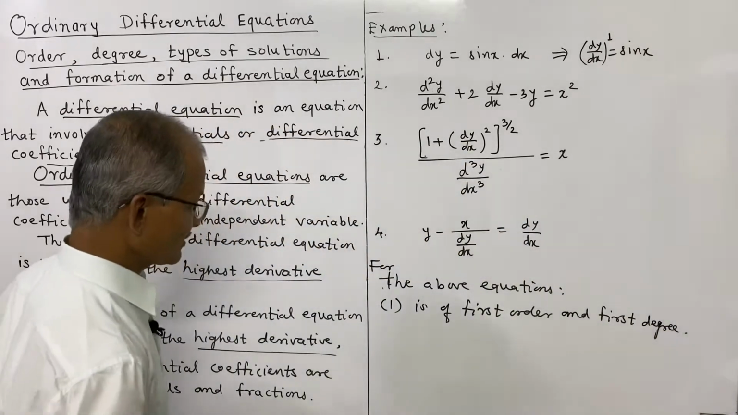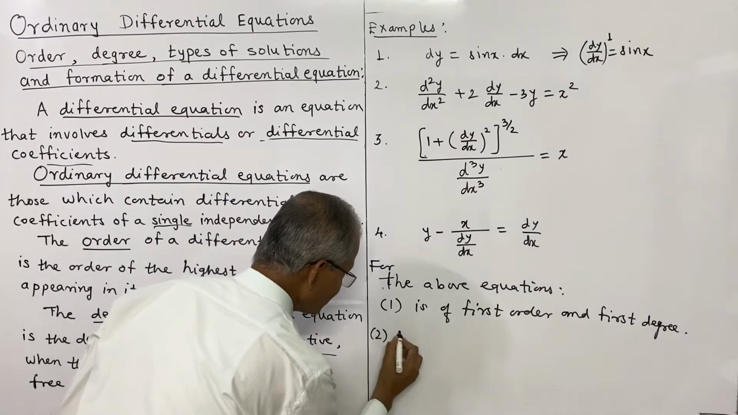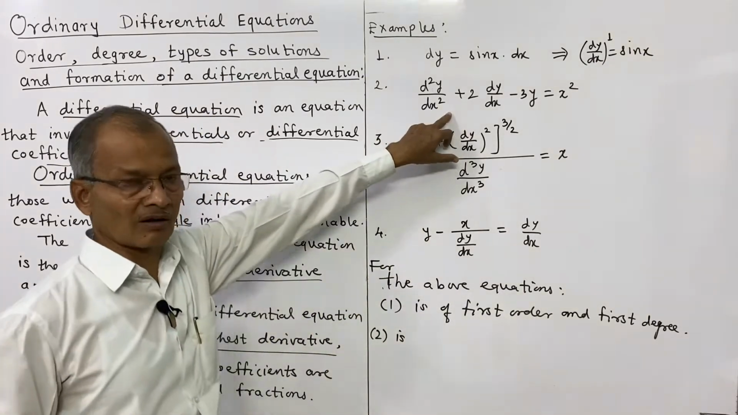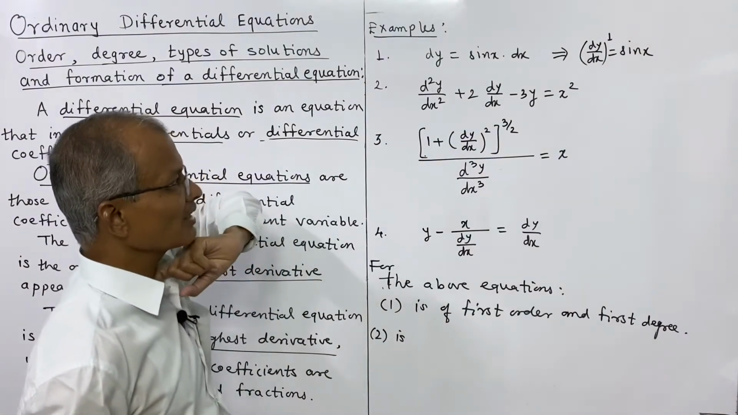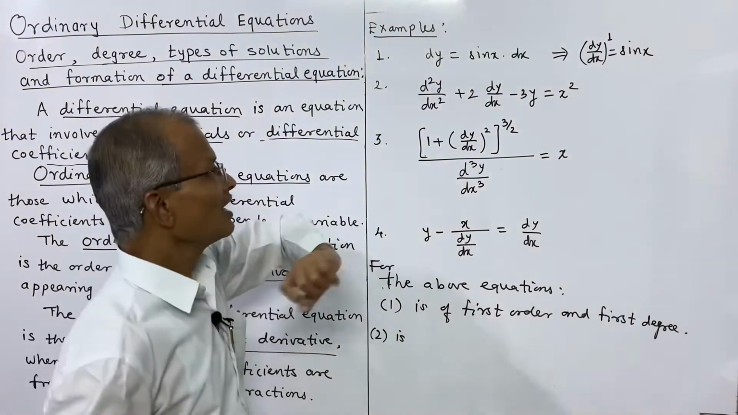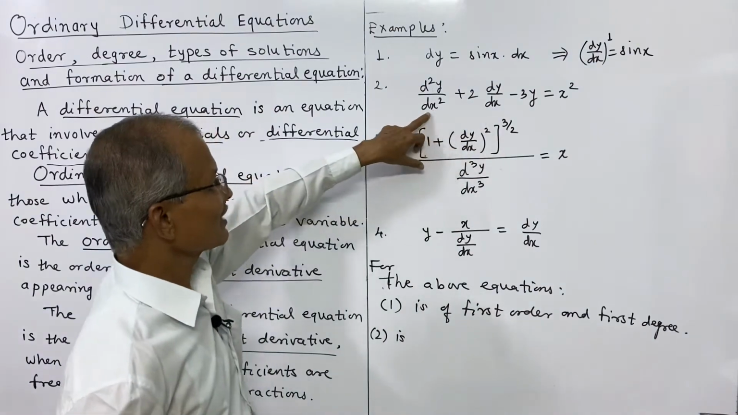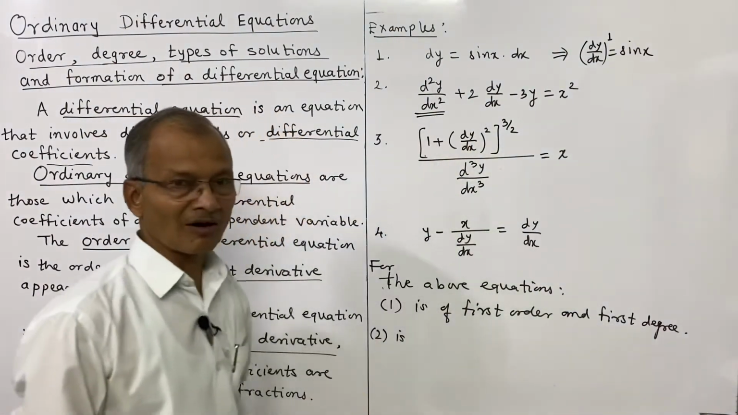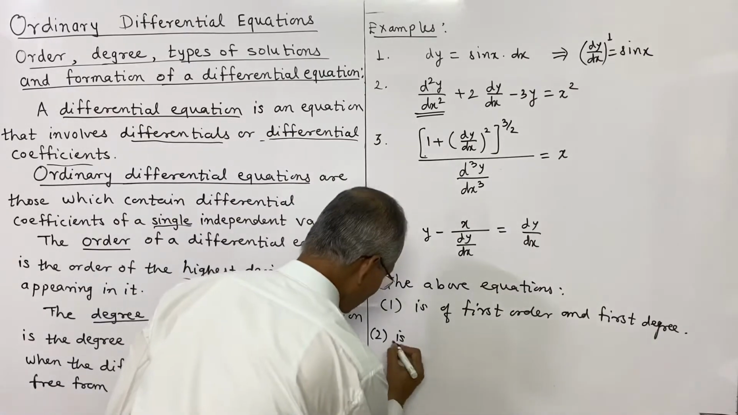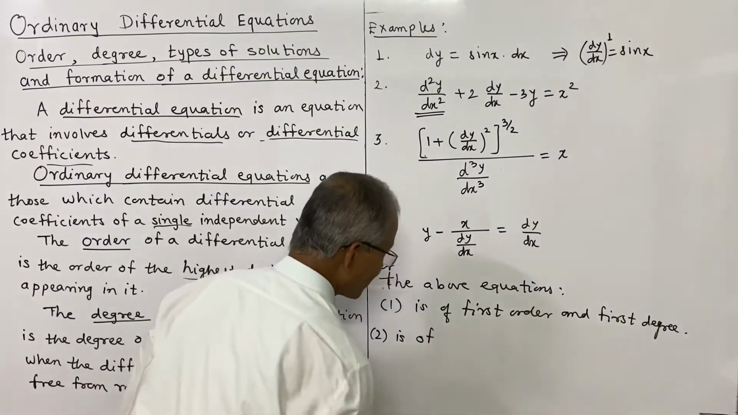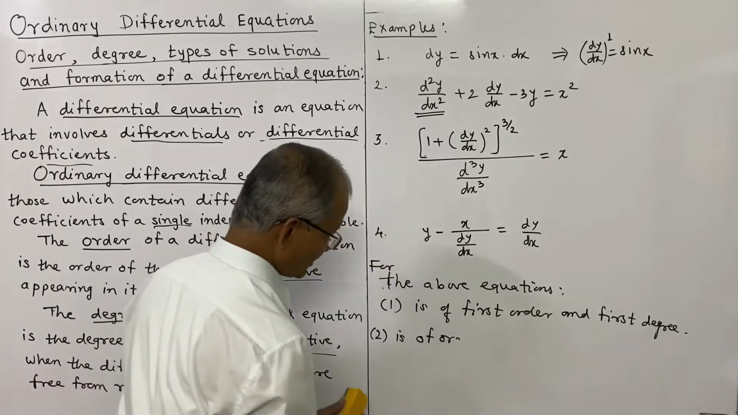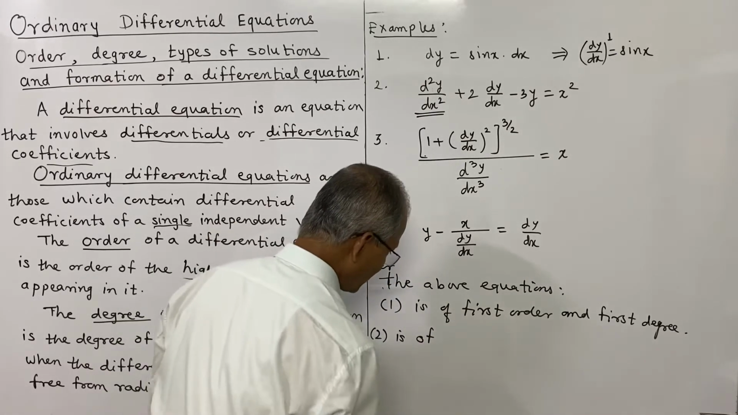Next, see the second equation. Here we shall first decide the order. What is the highest order derivative term involved in the equation? See, this is first order, this is second order, and therefore the highest order derivative term is this one, and the order is second. So the equation is of second order. Order is 2.